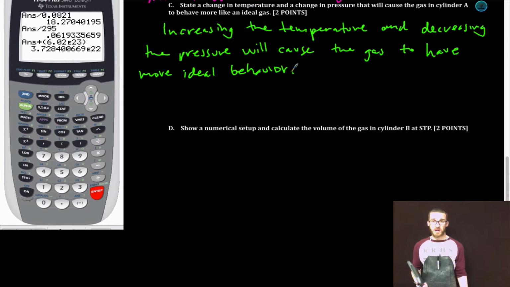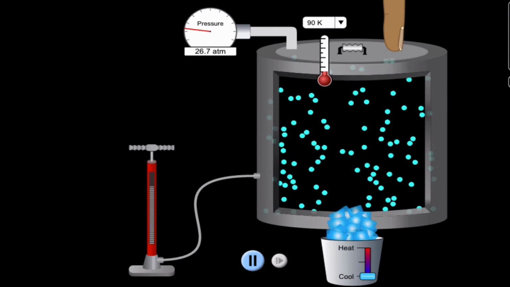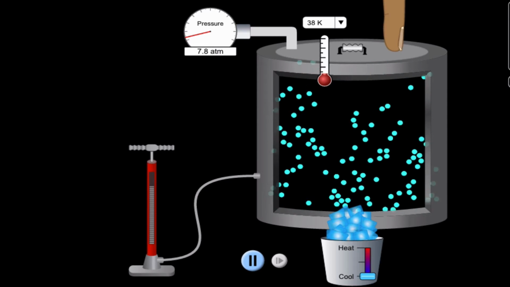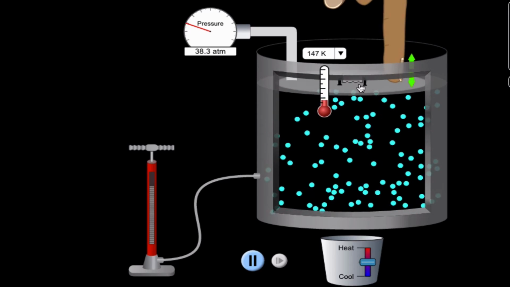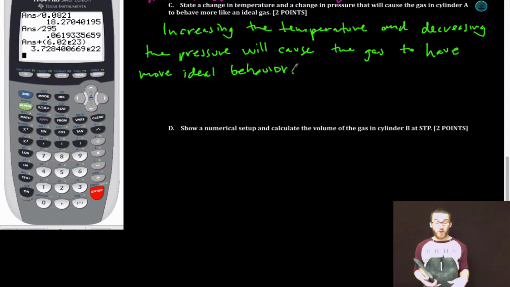Remember, if a gas gets too cold, if the kinetic energy decreases substantially, slows down, it behaves more and more like a liquid, less like a gas. When you increase the pressure, you force those gas particles closer and closer together. So if we want an ideal gas, we want really hot temperatures and really low pressures.